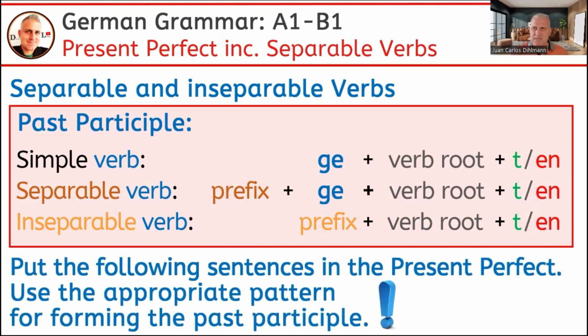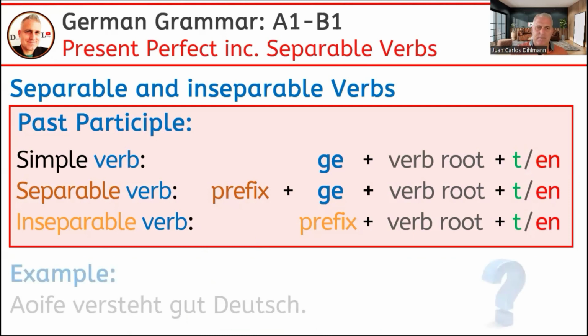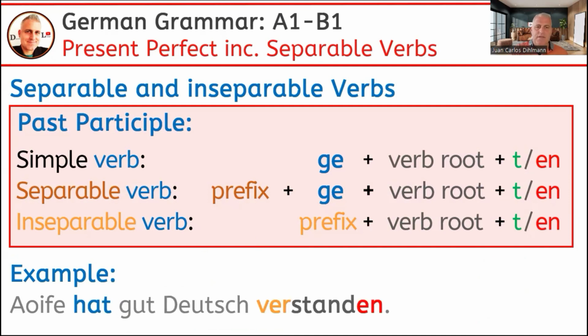Now let's practice this. Put the following sentences in the present perfect. Use the appropriate pattern for forming the past participle. Let's go. Let's start with an example. Eva versteht gut Deutsch. This is a sentence in the present. Now we form the sentence in the present perfect. Eva hat gut Deutsch verstanden.